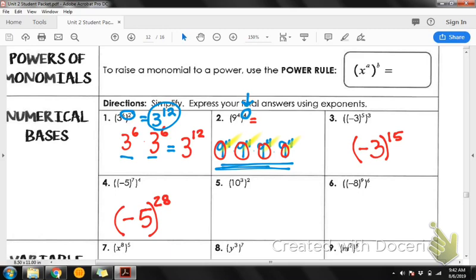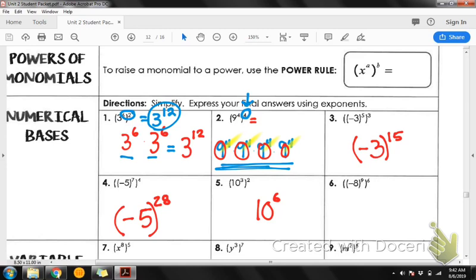Try number 5. Mandy, what do we get on 5? 10 to the 6th power. Not 10 to the 5th power, 10 to the 6th power. All right. Correct. You don't need parentheses on that one because it's not a negative number.